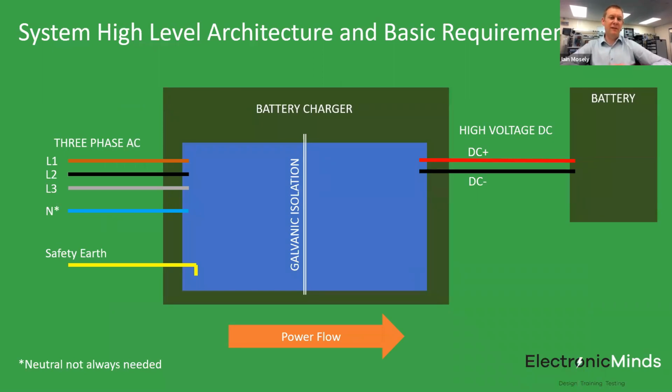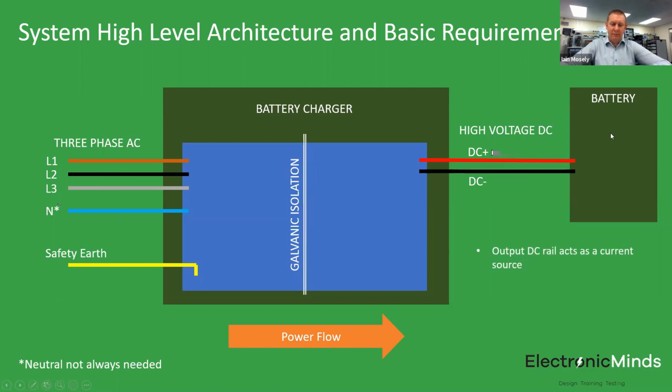Okay, so moving now onto system level architecture and basic requirements. This is about the most simple way I could draw an AC input charger, just incorporating some of the aspects I've spoken about before. So it's a black box, and if only life were this simple. The black box at the moment, we've got three-phase AC coming in on the input, so line 1, line 2, line 3. You don't necessarily need a neutral, but some systems do use them, some don't, and we have a safety earth, so a typical 5-wire AC feed here. And on the output side, we have a galvanically isolated high voltage DC supply which feeds the battery.